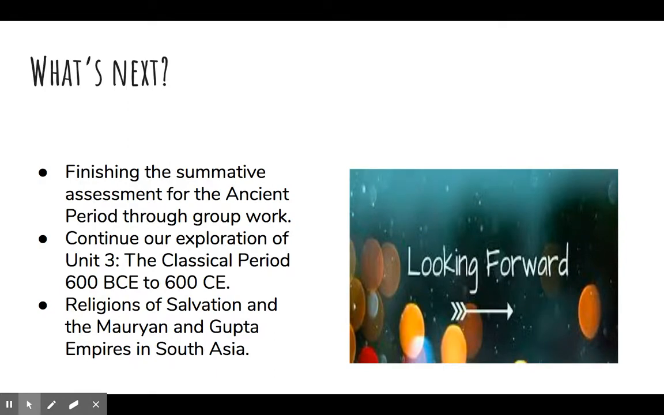What we have to look forward to: finishing the summative assessment for the ancient period. We're going to continue our exploration of Unit 3, the classical period, and that focus will be finishing up East Asia and the Han Dynasty and working on religions of salvation and the Mauryan and Gupta empires in South Asia.